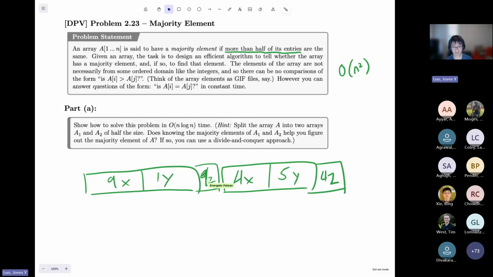And then on the right side, I don't have a majority, right? 5y is no longer enough to get a majority. So because of that, I don't have a majority on either side. I have no candidates.